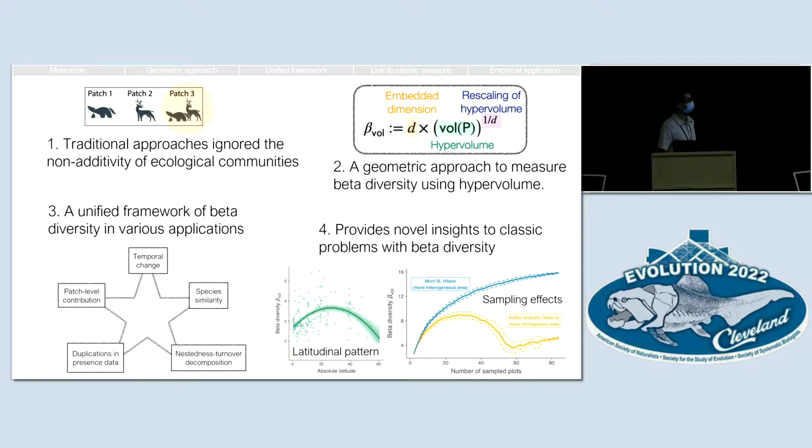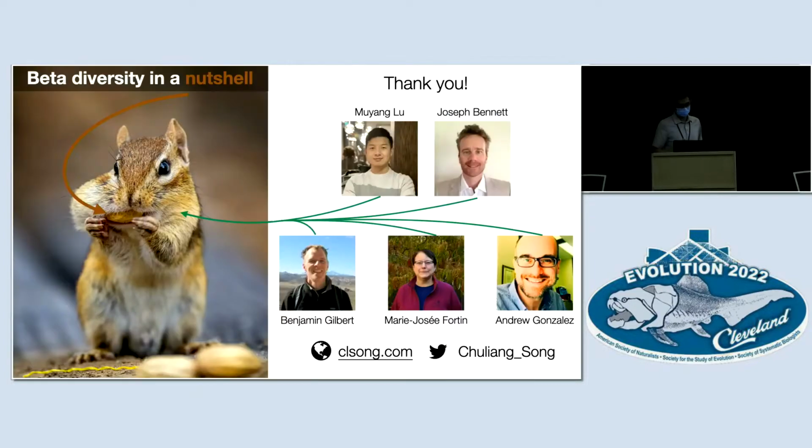And the fourth point is that our measure indeed provides novel insights to classical problems that have been associated with the biodiversity literature for a very long time. So that's it. I hope now you get why my title is called Biodiversity in a Nutshell, because we think now a metacommunity is like a hypervolume object, which is very similar to a nutshell, a theoretician joke.